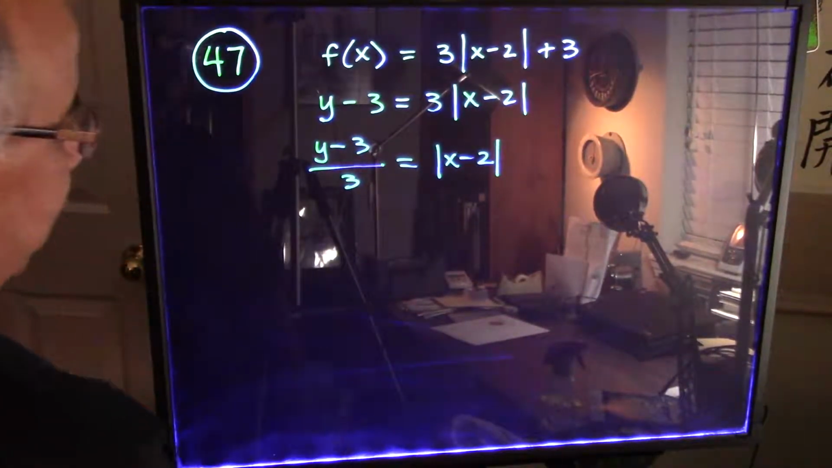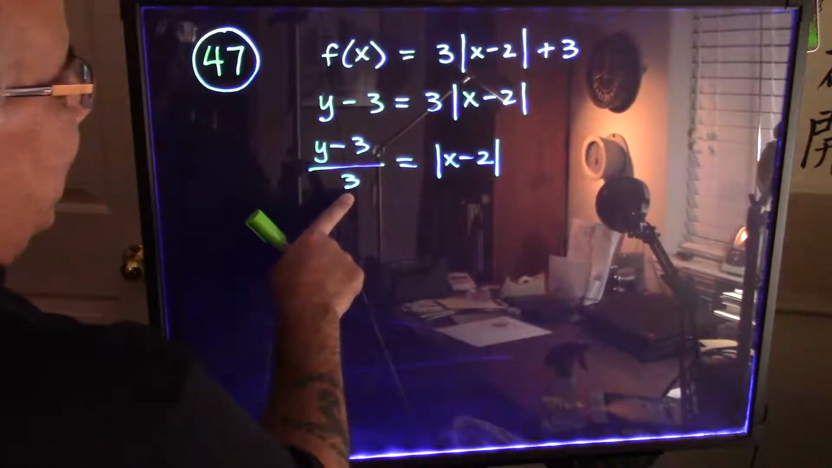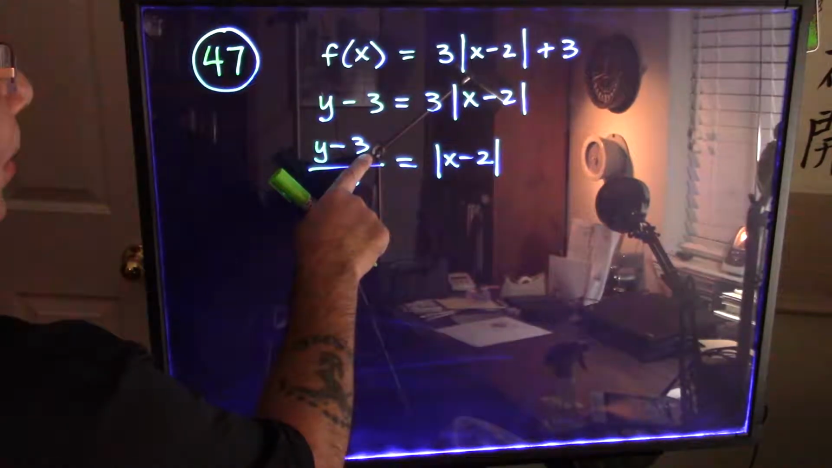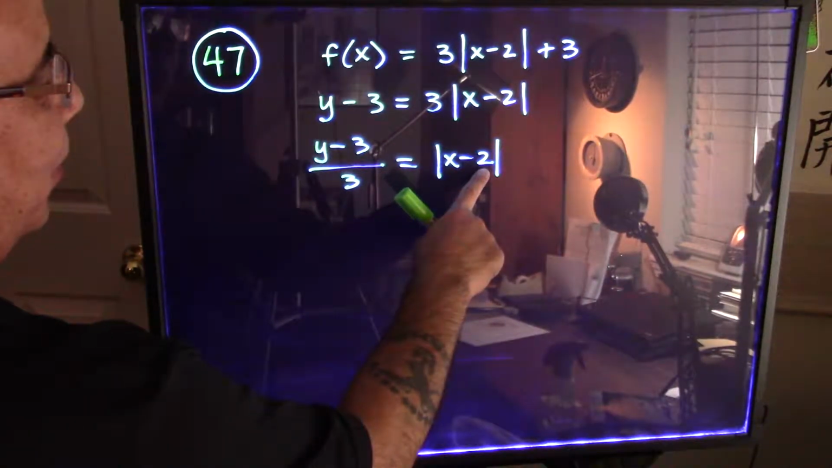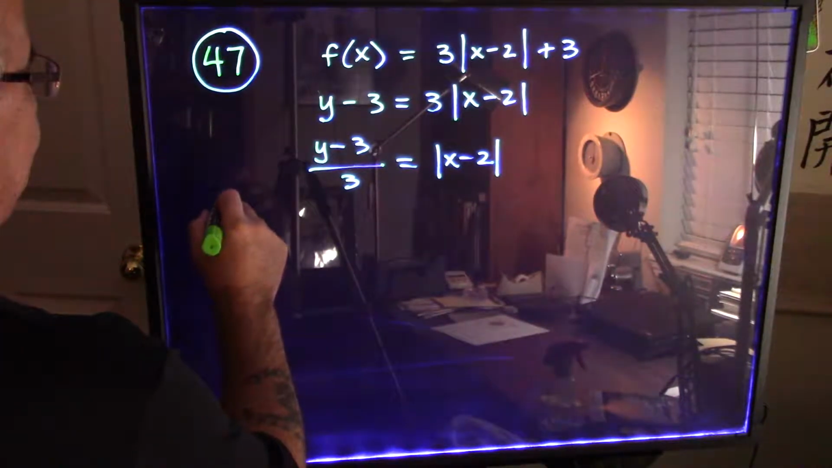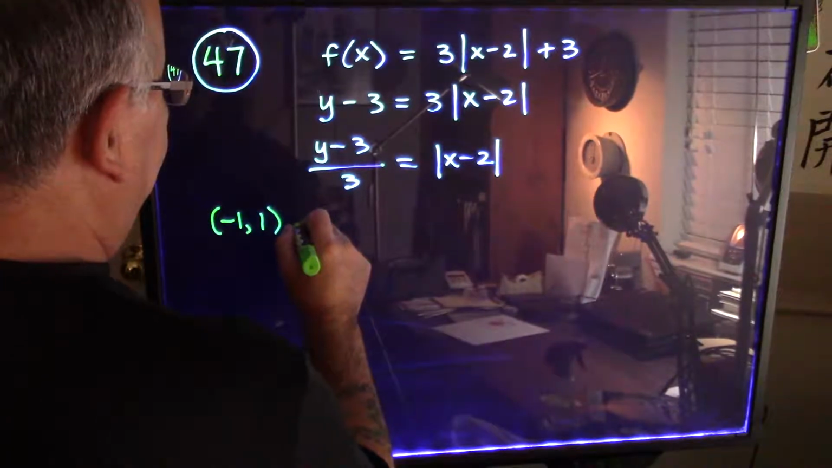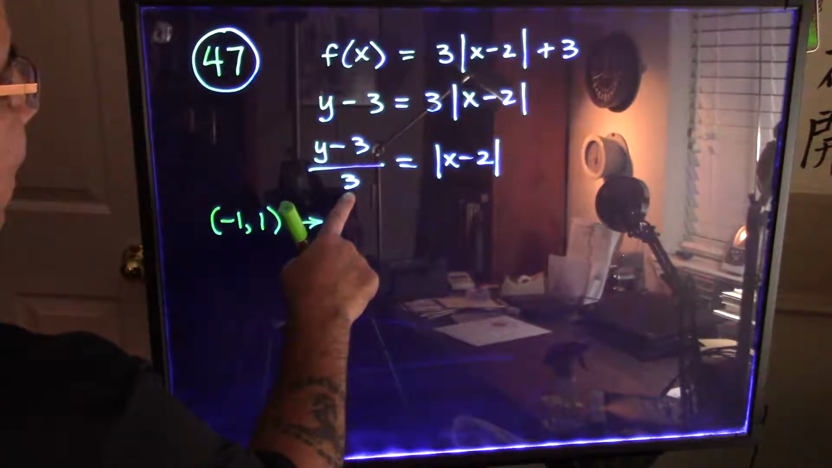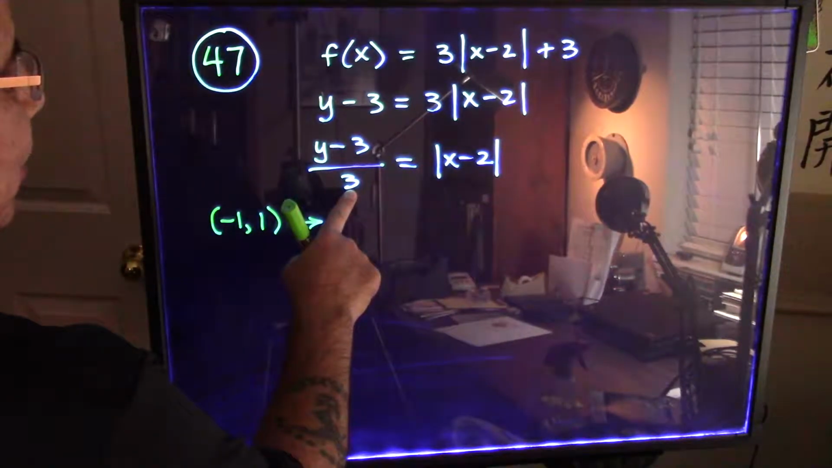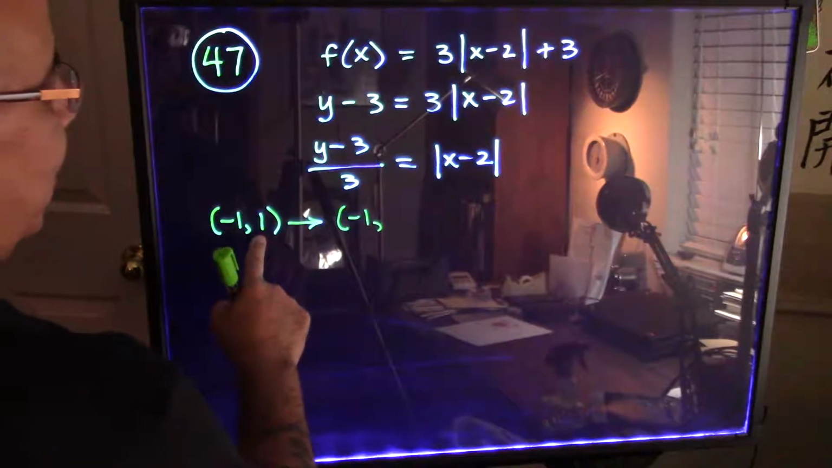Alright. So this is a stretching, vertical stretching by a factor of 3, right there. And that's a vertical shift up 3 units, and this is a horizontal shift to the right 2 units. So you take a typical point, how about negative 1, 1, that's on the original y equals absolute value of x graph. Again, you do the stretching, shrinking, reflecting first. So you multiply the y coordinate by 3. So you get -1, and then 1 times 3 is 3.